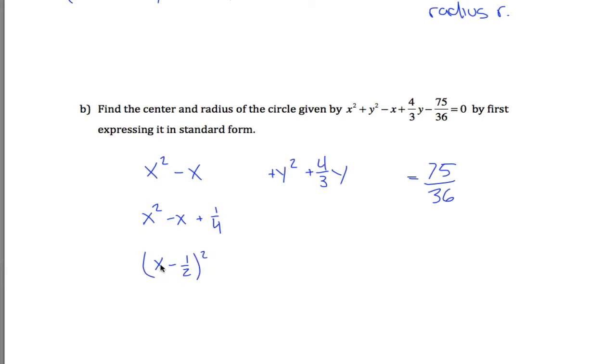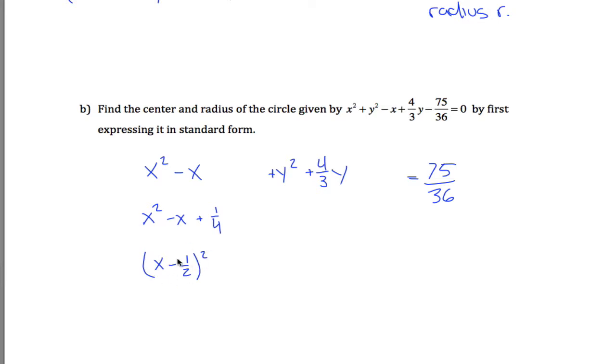If you don't believe me, you can FOIL this thing all out. You can do x minus 1/2 times x minus 1/2, and what you'll see you get is exactly this thing right here. Which is not this, it's not what I have, but this is pretty close to this. So if I could change this into this, and then recognize that I have a perfect square here, I can write it like this.